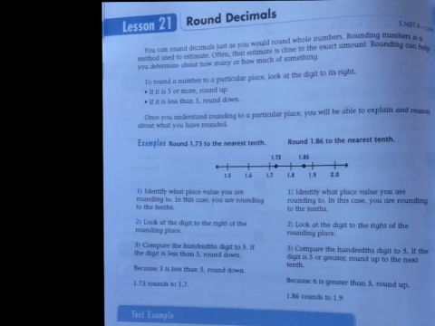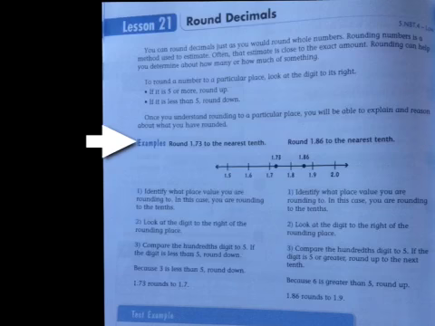Let me show you right here. So if it is 5 or more, then we're going to round up. If it is less than 5, we are going to round down. Once you understand rounding to a particular place, you will be able to explain and reason about what you have rounded. So let's look at this example.